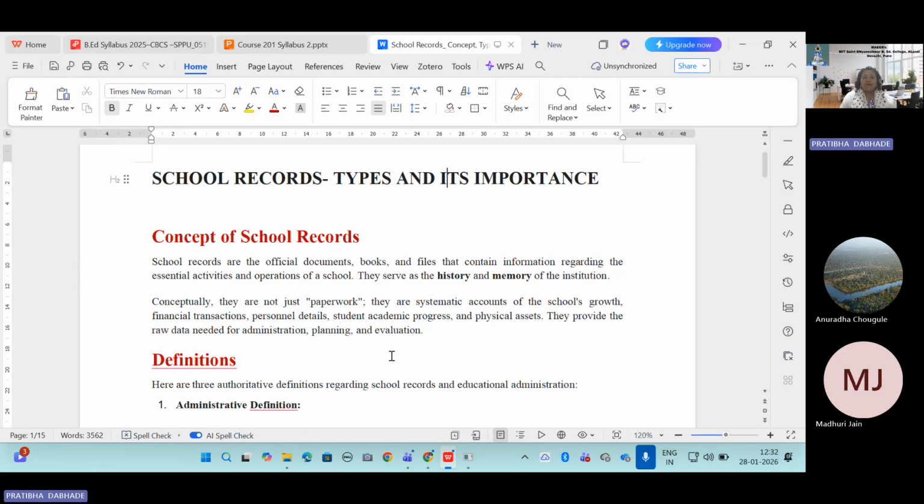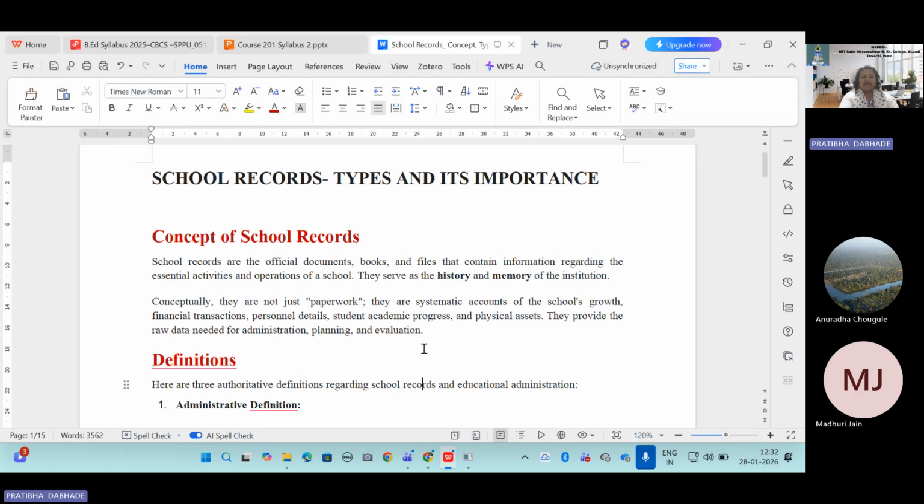It is not only the paperwork, but it is the systematic account of the school's growth, financial transactions, personal details, student academic progress, and physical assets. Basically, it provides the raw data needed for administration, planning, and evaluation. Right? So this is the basic thing.